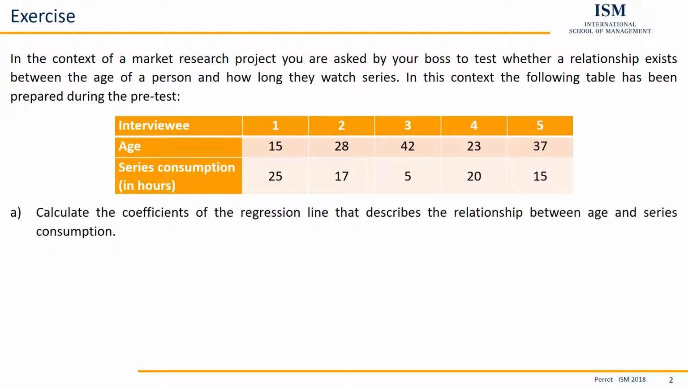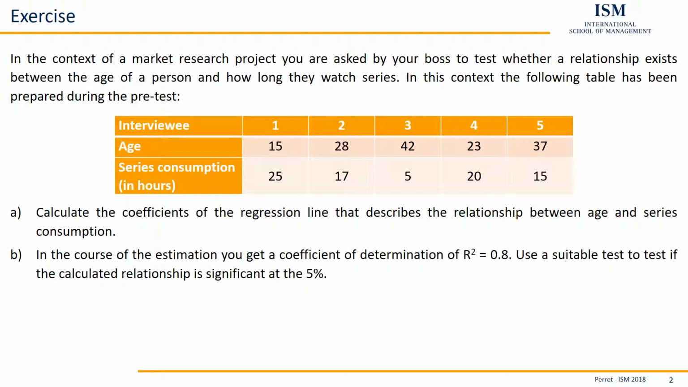And the task, part A, calculate the coefficients of the regression line that describes the relationship between age and series consumption. And B, in the course of the estimation, you get a coefficient of determination of 0.8. Use a suitable test to test if the calculated relationship is significant at the 5% level.